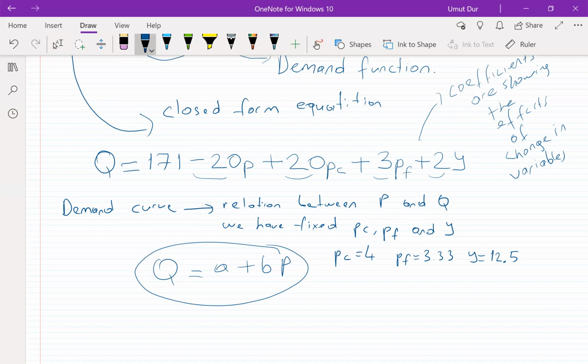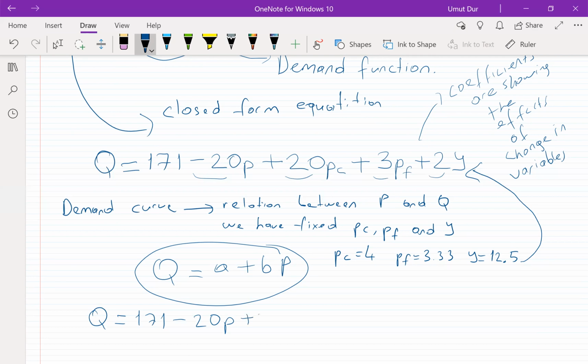Okay, then what we do is basic, so we just plug in those values into this equation. Let's see what happens once we plug in those values. We have Q is equal to 171 minus 20p. I don't know the exact value of p, so I'm interested in the quantity demanded for different values of p, but I have fixed those values for the other variables.